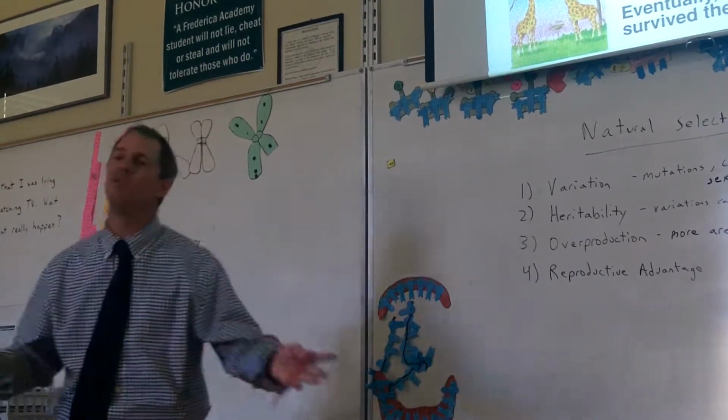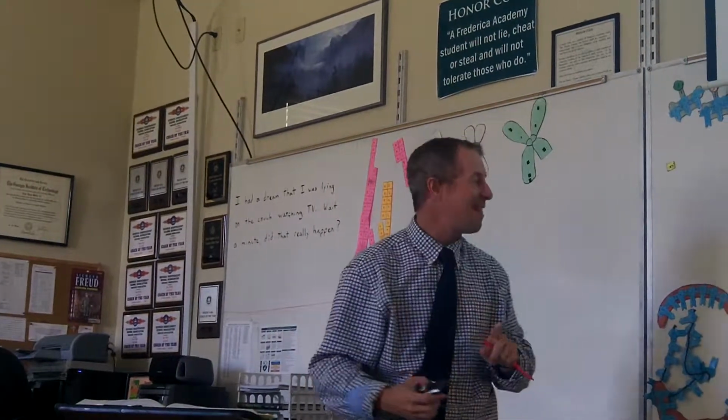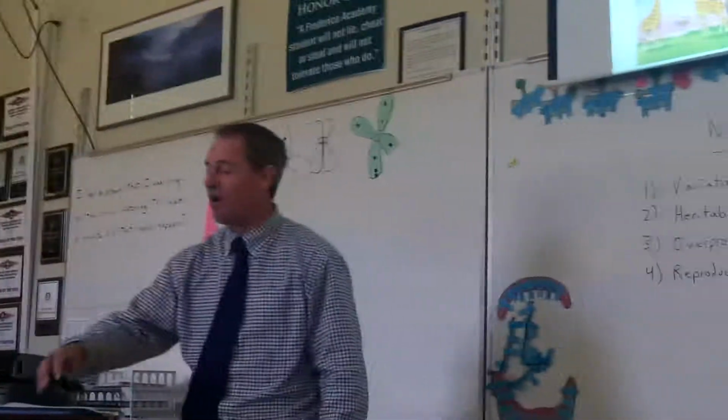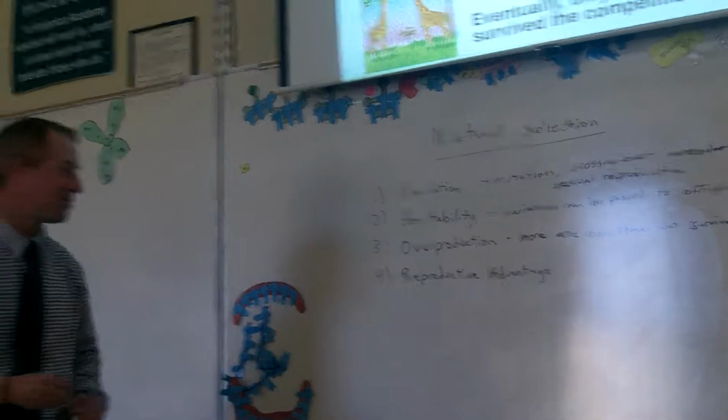Now, is it random who lives and who dies? Is it just random which roaches live and which roaches die? That's the fourth part, reproductive advantage. Darwin said it's not random who lives and who dies.